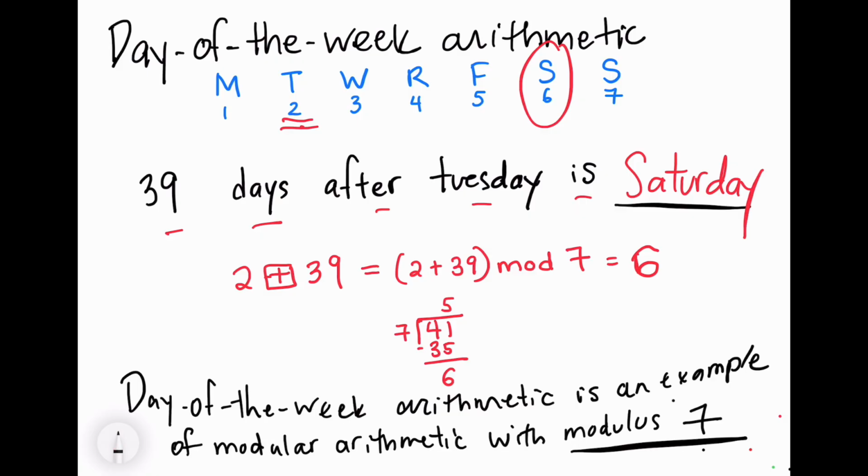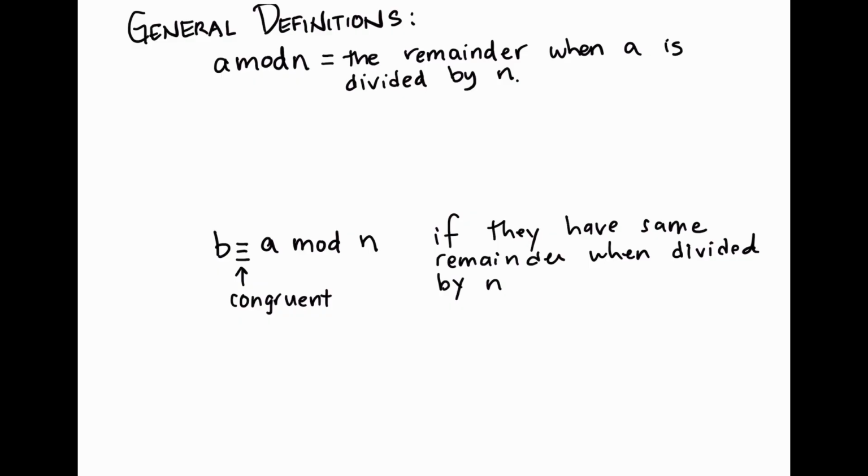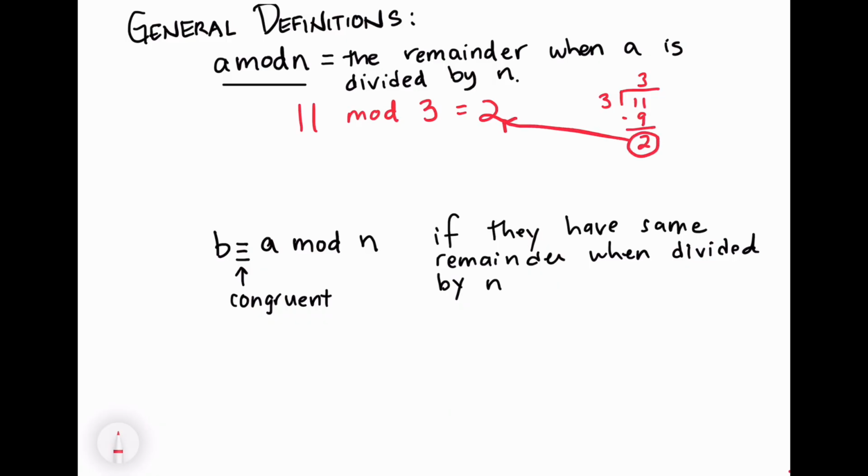So the last thing I want to say about this example is that day of the week arithmetic is an example of modular arithmetic with a modulus of 7. So here are the general definitions. A mod n is equal to the remainder when a is divided by n. So for example, 11 mod 3 is equal to 2. Okay, and that's because if I divide 3 into 11, it goes 3 times, and the remainder is 2. So that's where we get this 2.